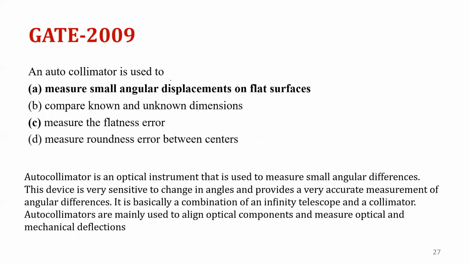An autocollimator is used to measure, right? So an autocollimator is an optical instrument that is used to measure small angular differences, that is, small angular displacements on flat surfaces. We can straight away choose. It is not a comparator, right? It cannot measure the roundness error or flatness error. So it can measure the angular deviations on flat surfaces.